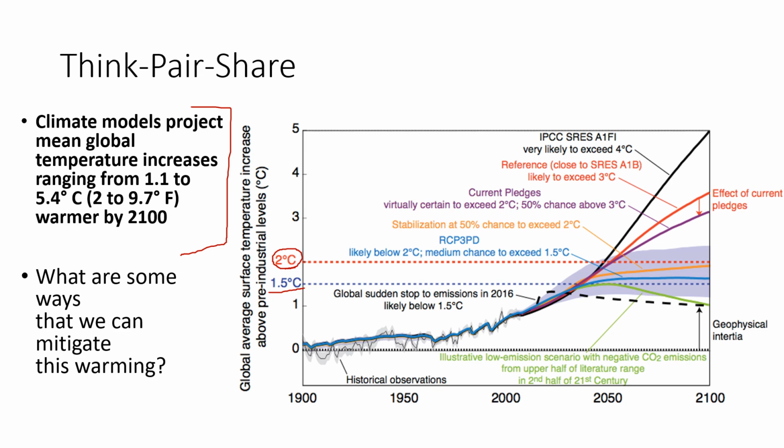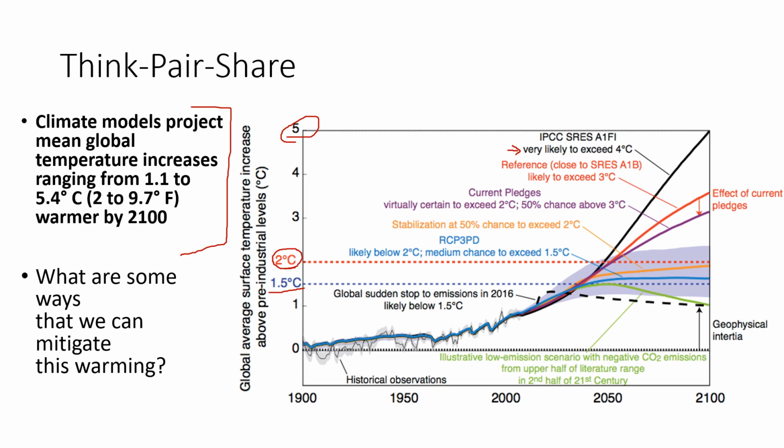So what do these different lines represent? Well, the black line is very likely to exceed 4 degrees Celsius. This is one computer model that uses tons of different climate variables, tons of different human activity variables. And this is showing basically business as usual. If we take no climate mitigations whatsoever, if we don't reduce emissions, we're going to see 5 degrees Celsius by 2100.